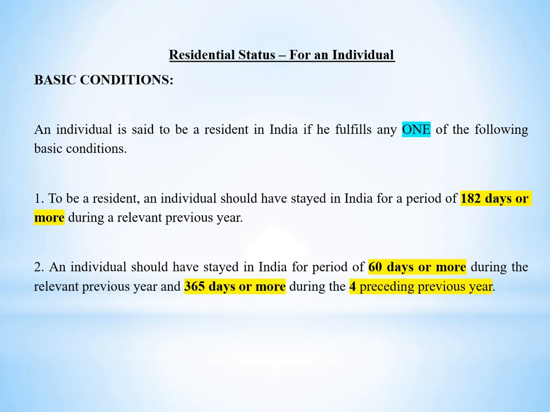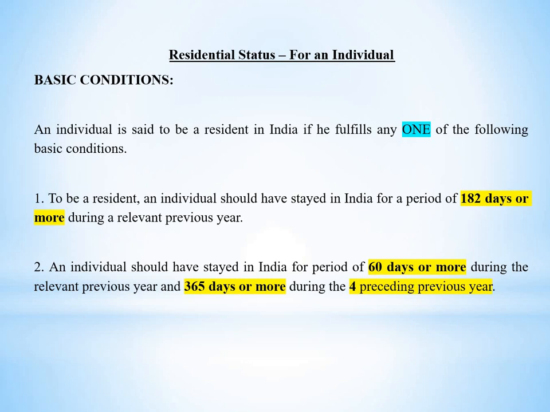To be a resident of India, an individual should have stayed in India for a period of 182 days or more during the relevant previous year. We know what is an assessment year and what is a previous year. In the last session we have seen about the assessment year and the previous year. If this is going to be the assessment year, the individual should have stayed in India for a period of 182 days or more in the relevant previous year.